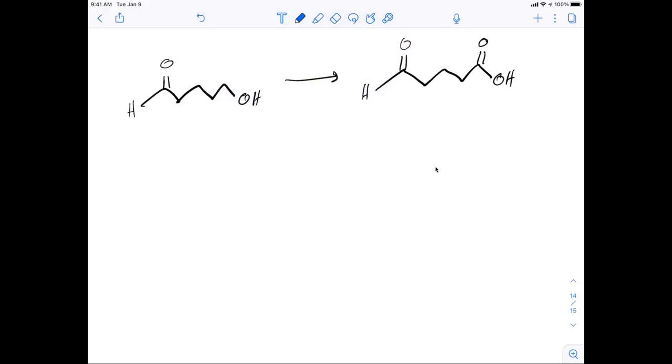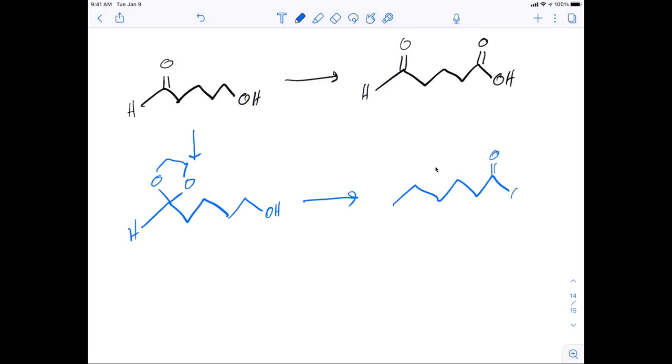Okay, since we're running short of time, we'll go ahead and look at this one. Could we do this with PCC? No, that would only end up with an aldehyde. Could we do it with sodium dichromate or chromic acid and acid? No, that would oxidize both groups, because an aldehyde can oxidize to a carboxylic acid. So what we're going to have to do is protect this side. We're going to have to hide that aldehyde. Then we can oxidize. And then we can deprotect.